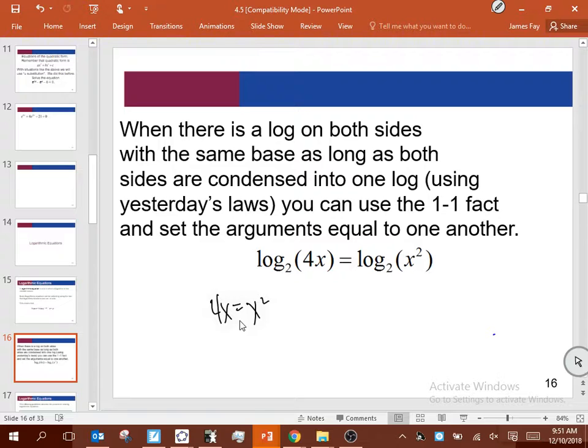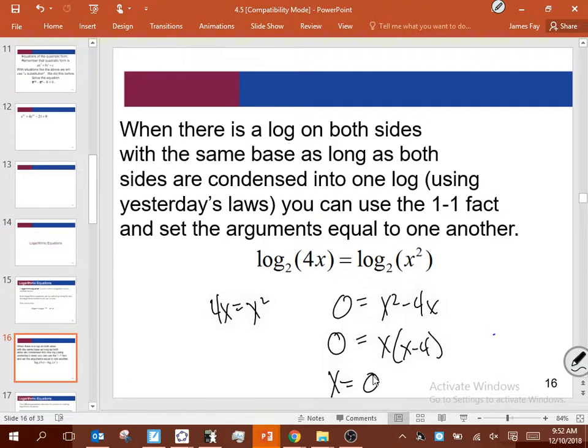Whenever you have an exponent that's greater than 1 in your equations, the general process is to set it equal to 0 and factor. Okay? So we're going to get 0 equals x squared minus 4x, right? That factors to x and x minus 4. How many answers do I get? 2. X equals 0, x equals 4. You might get multiple solutions, okay?